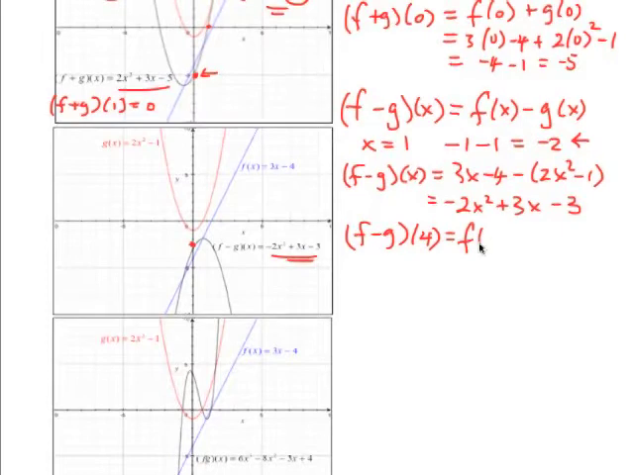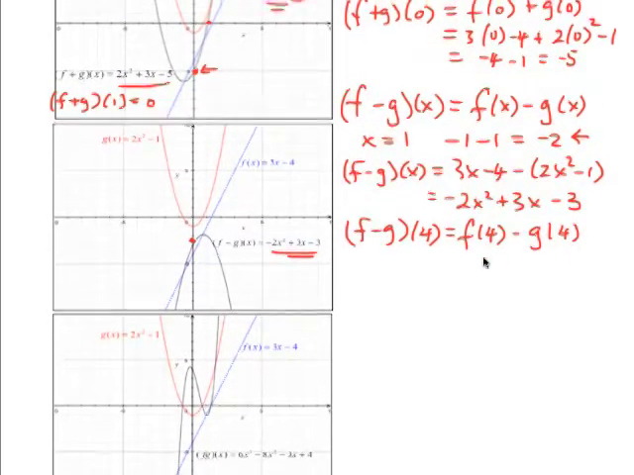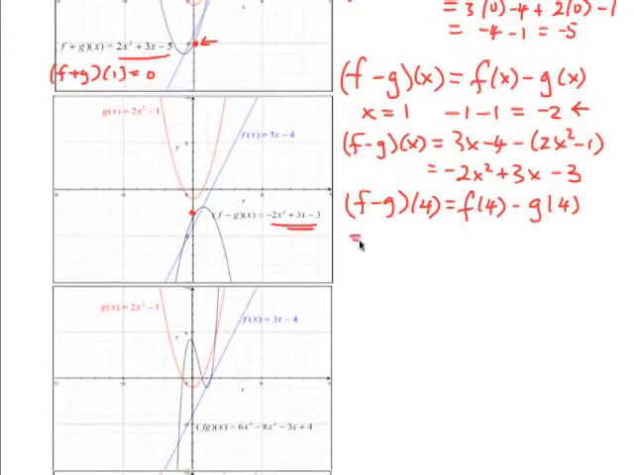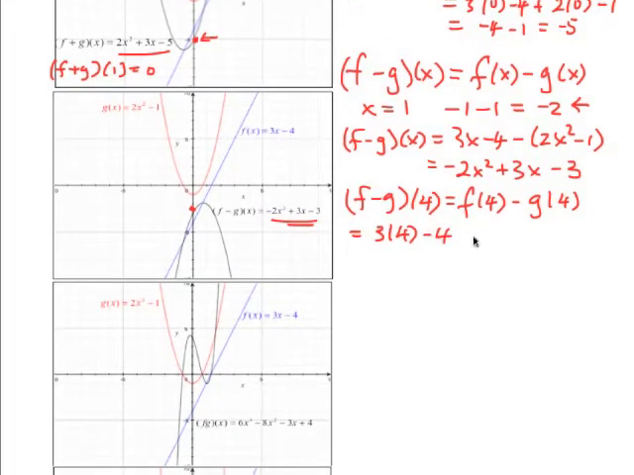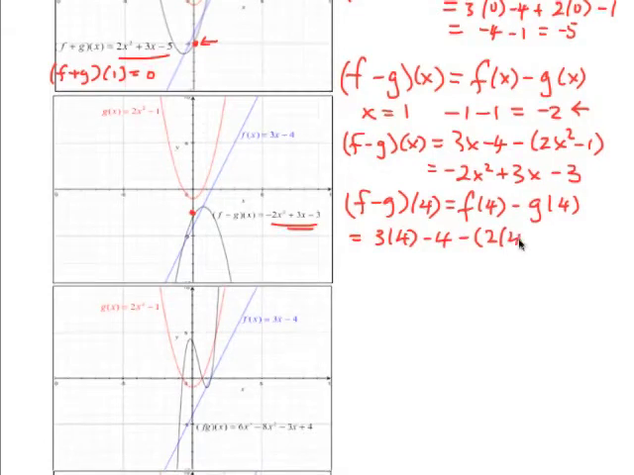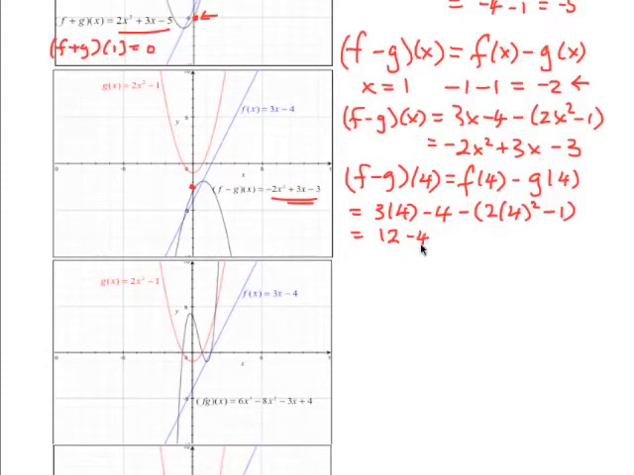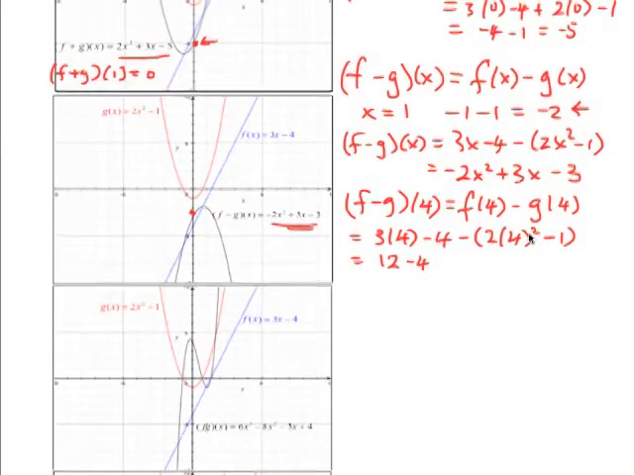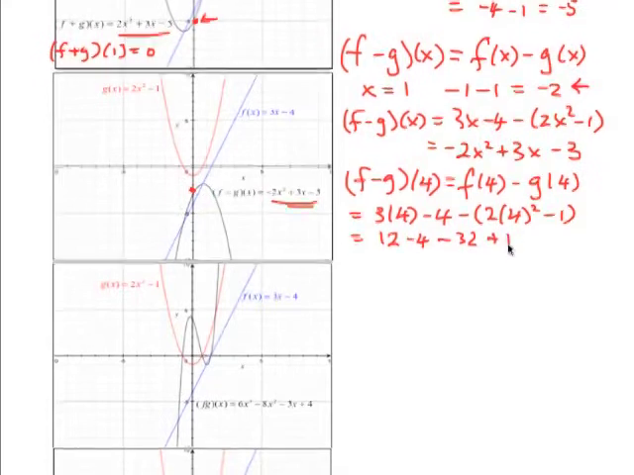This, of course, then would be f of 4 subtract g of 4. And so in this case it would be 3 by 4, subtract 4, subtract 2 by 4 squared, subtract 1, and this would give me 12, subtract 4, this will be 16 by 2 is 32, so minus 32, and then plus 1.